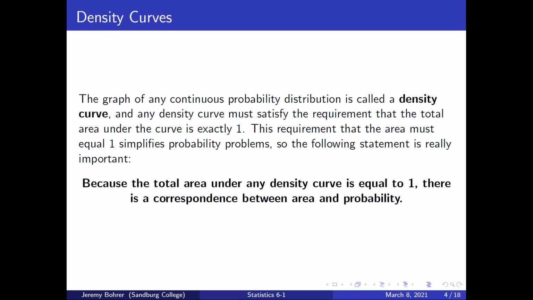The graph of any continuous probability distribution is called a density curve, and any density curve must satisfy the requirement that the total area under the curve is exactly 1. This requirement that the area must equal 1 simplifies probability problems, so the following statement is really important. Because the total area under any density curve is equal to 1, there is a correspondence between area and probability.